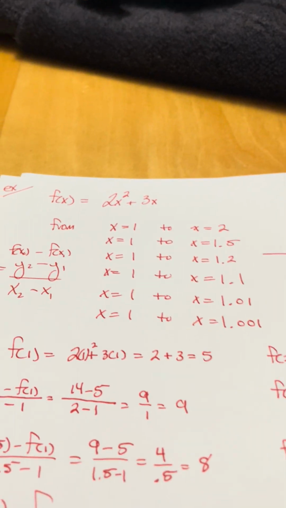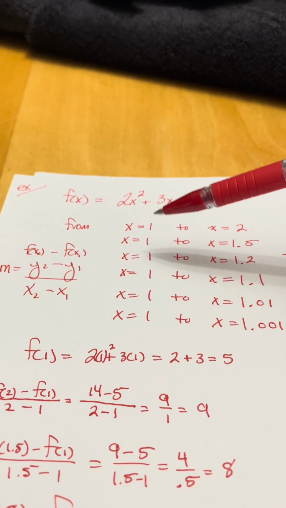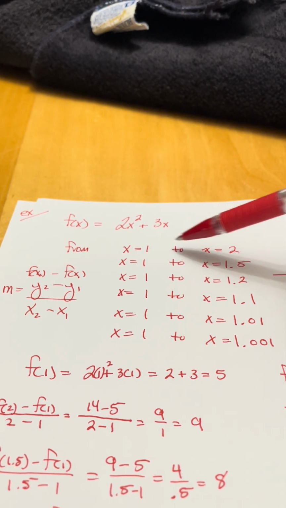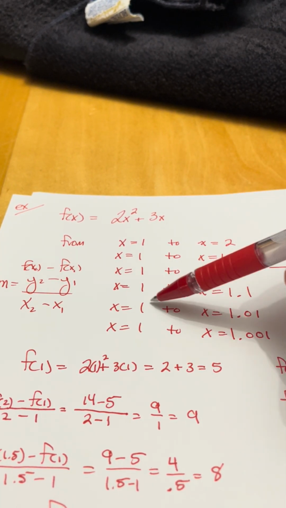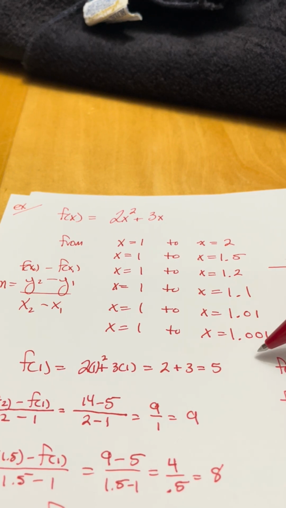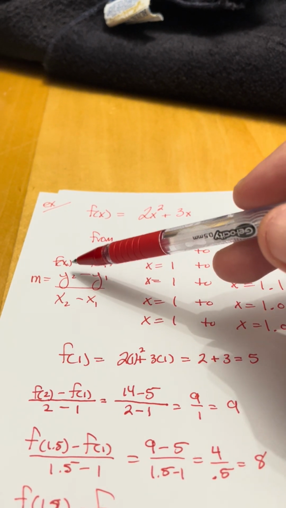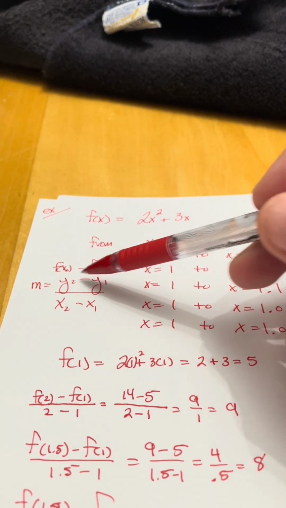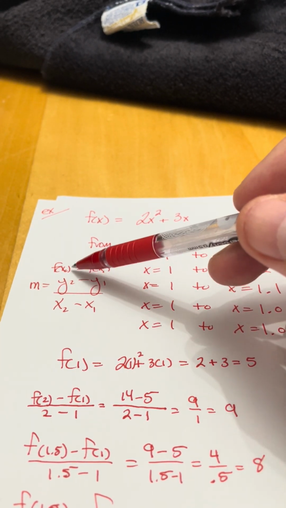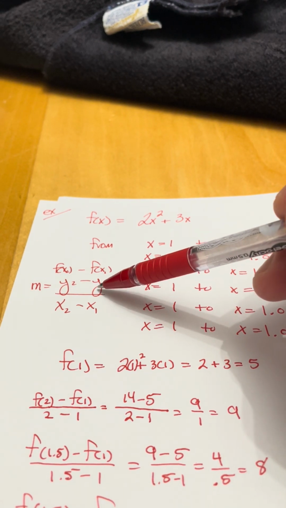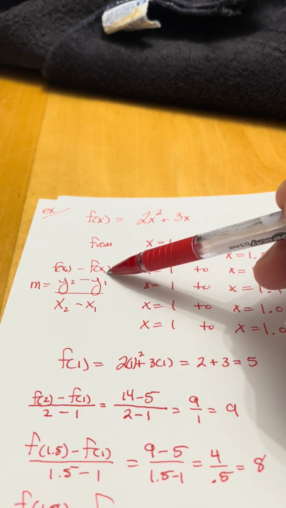All right. So our goal is to do from x value 1 to x value 2, then 1 to 1.5, 1 to 1.2, 1 to 1.1, and so forth. And remember that the slope function is y2 minus y1 over x2 minus x1. Another way to write y2 is f of x2, and another way to write y1 is f of x1.